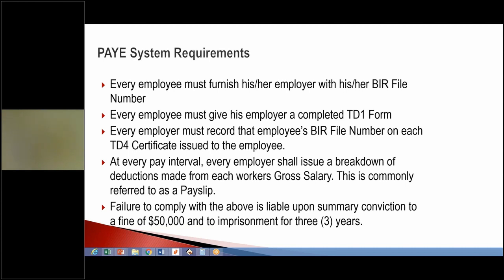When they come to work for you at the beginning of the year, they ask you to fill out their TD1 form. The TD1 form shows what tax liabilities you're taking out for these people and what you should and shouldn't do as far as your tax position is concerned. Every employer must record an employee's BR number on each TD4 slip at the end of a year. So if you're paying an employee over a 12-month period, by February or March of the following year you're supposed to give them a TD4 slip showing all the deductions you made and all the payments you made to them.